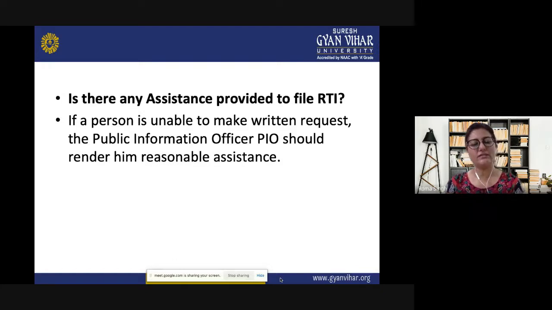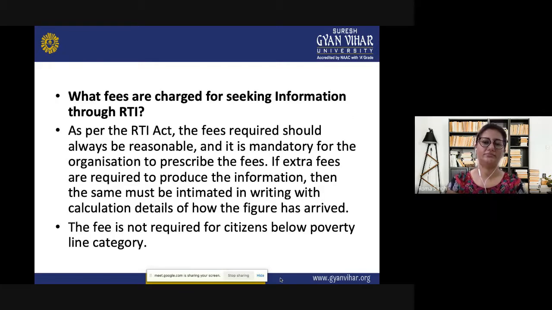Is there any assistance provided to file an RTI? Yes. If a person is unable to make a written request, the Public Information Officer, or PIO, should render reasonable assistance. So they can do it by writing, or they can directly go and meet the Public Information Officer for filing an RTI.